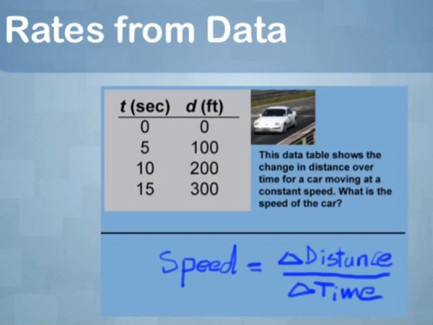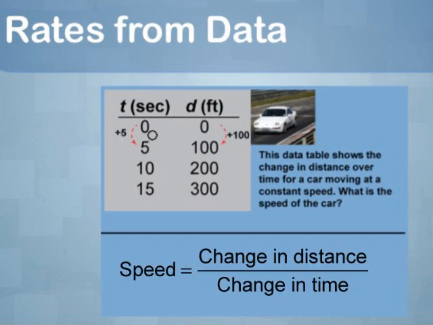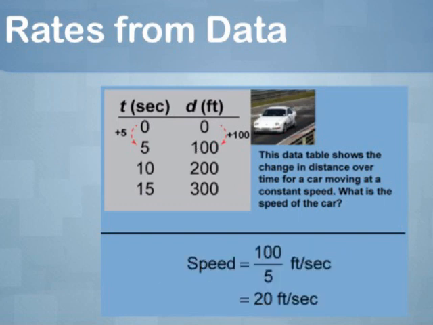Let's look at the change in distance and the change in time. Notice that for every 5-second change in time, there's a 100-foot change in the distance. This pattern is maintained throughout the data set. Let's use this pattern to calculate the speed. 100 divided by 5 gives us 20, and the units are feet per second. So the speed is 20 feet per second.